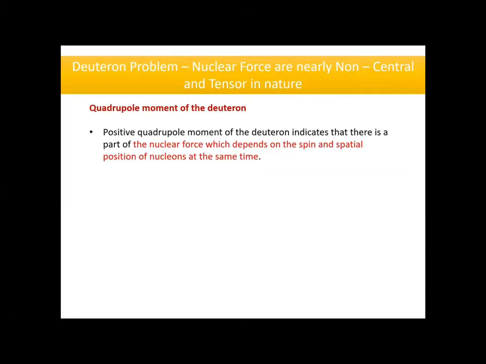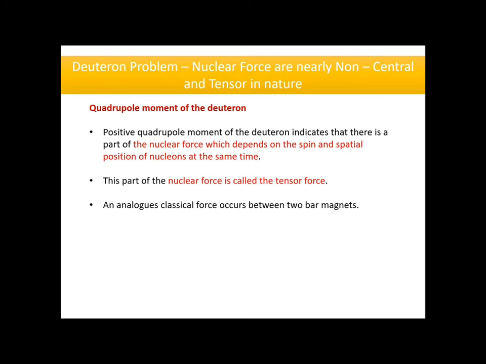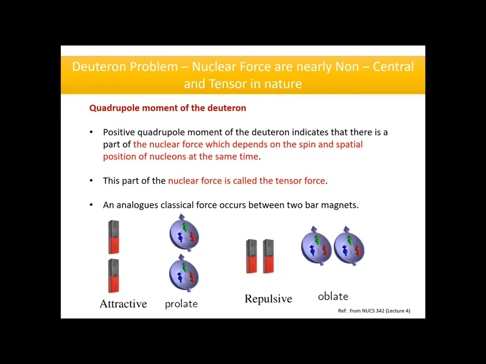So the positive quadrupole moment of deuteron indicates that part of the nuclear force also depends on the spin and the spatial part of the nucleons at the same time, which indicates that the nuclear force is also a tensor force. And it is analogous to the classical force that occurs between two bar magnets.